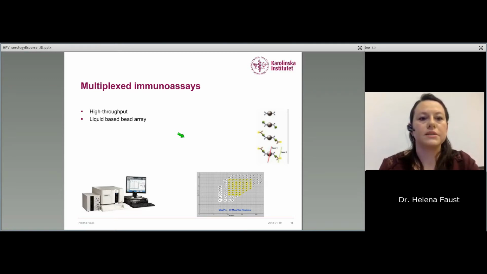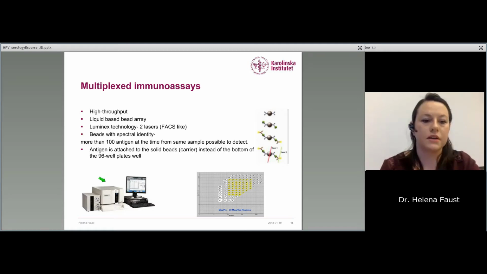These days, binding assays are often multiplexed because there are so many HPV types. So it's better to save time and money and material, basically, and detect all those antibodies at the same time, but still specifically. These methods are high throughput, liquid bead-based arrays based on Luminex technology, which is a machine that has two lasers. And I always tell that this is a little bit like a cell sorter, but instead of sorting and detecting cells, it's sorting little plastic beads. All those beads have their own identity, so you can use 100 different beads with antigen coupled on them at the same time and detect them all.